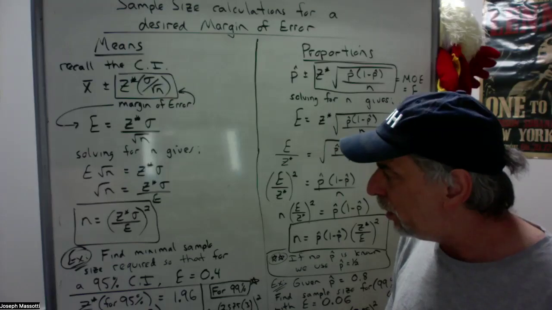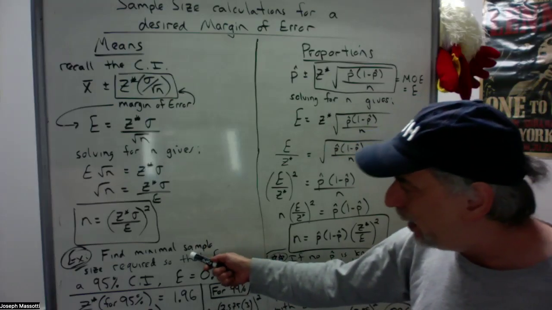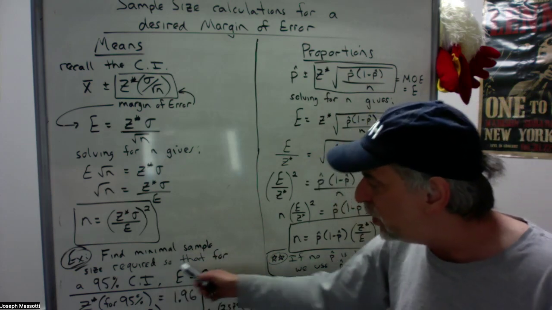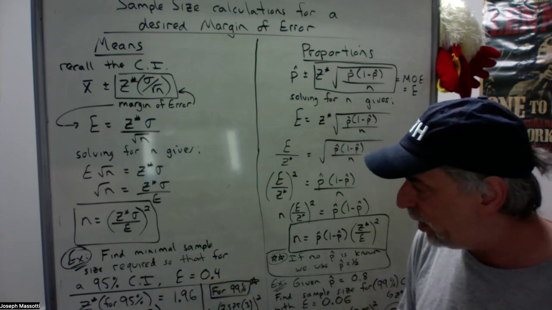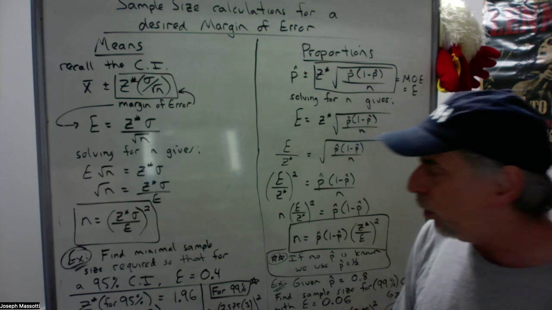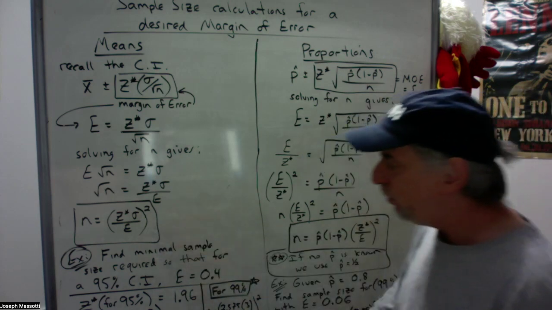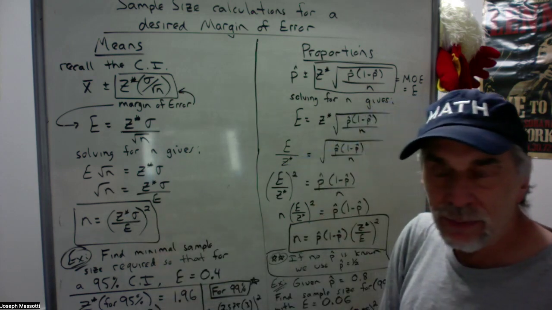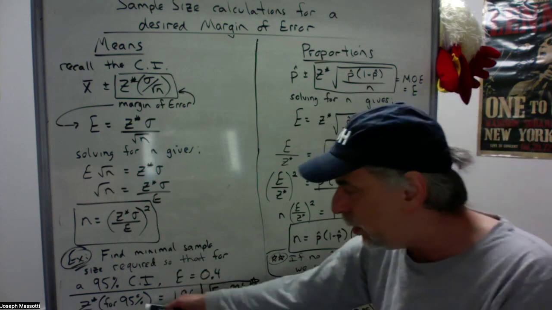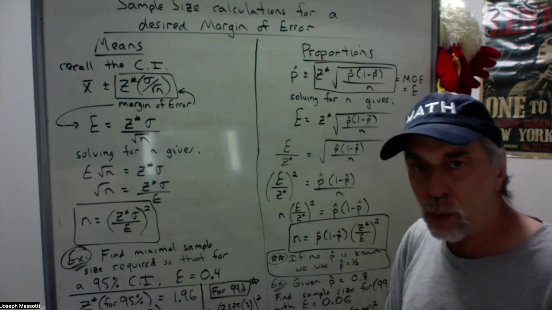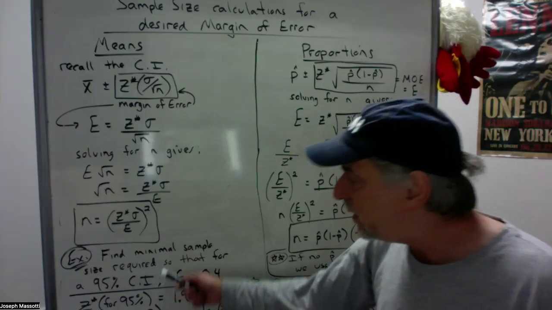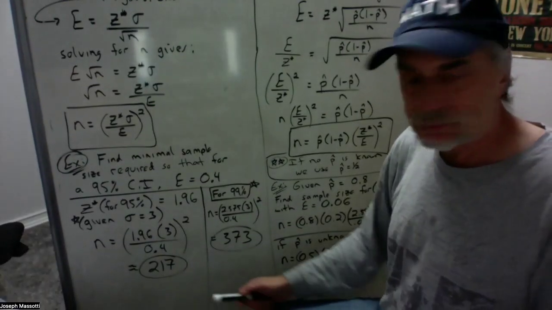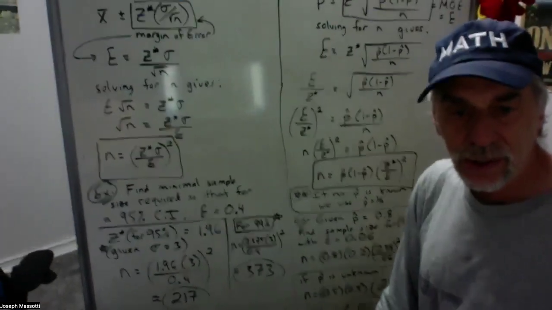So looking at an example of that, let's say we want to find the minimal sample size required so that a 95% confidence interval will have a margin of error of 0.4. Well, all you've got to do is solve that expression here. 95% confidence tells you what the z critical is. Hopefully we're starting to be familiar with these z criticals. If not, look up the z critical. For 95% confidence, you'll see it's 1.96. And in this case, we need to be given the population standard deviation. We're given that the population standard deviation is 3.